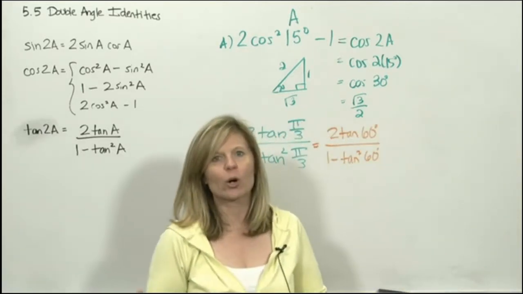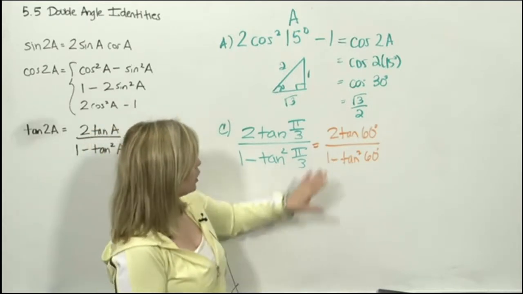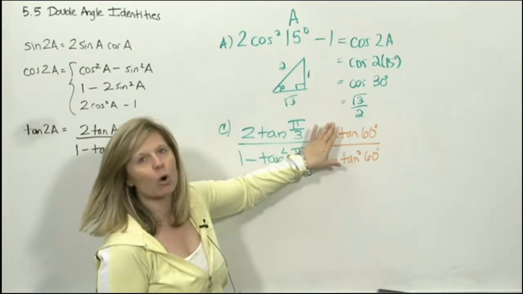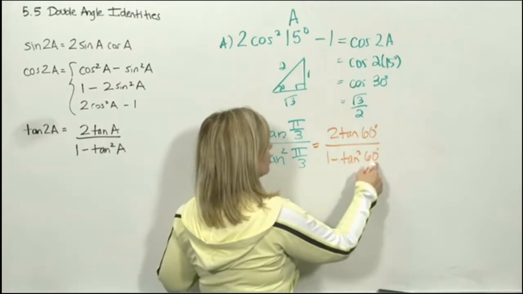What happens if there was a quicker way? Well, there is. If you look closely here at this expression, we're only dealing with one angle. 60 degrees, 60 degrees.